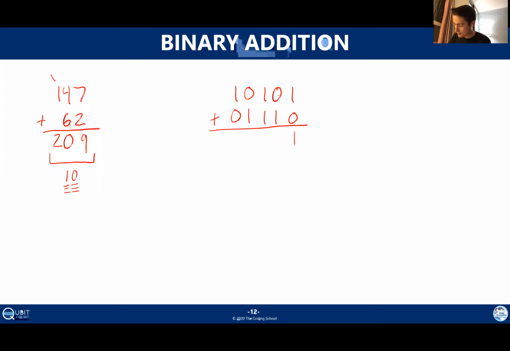Second column, again, 0 plus 1 gives us 1. Third column, 1 plus 1 gives us 2. Now, unlike in decimal, we cannot just write a 2 there. We actually have to break this up. In binary, 2 is written as 1, 0. You can take a second to think about this. And so then we follow the same pattern that we did for decimal. We write the last digit down here, and then we write this digit as a carry up there.